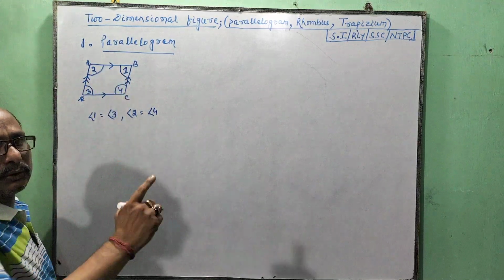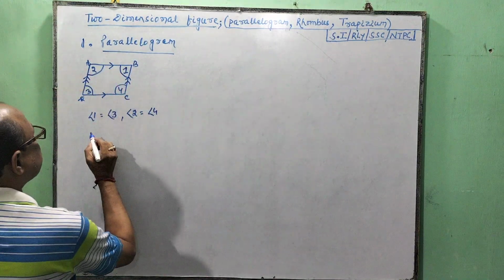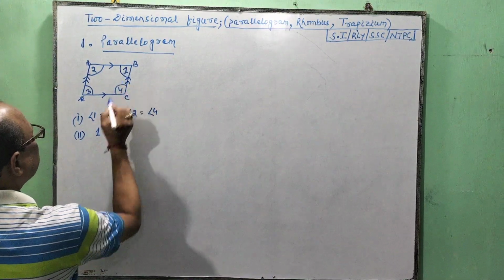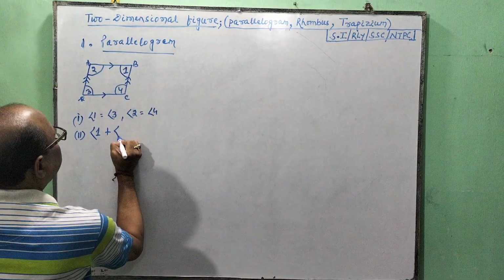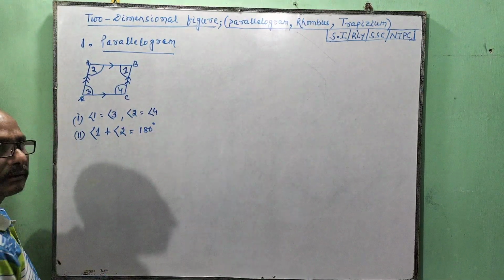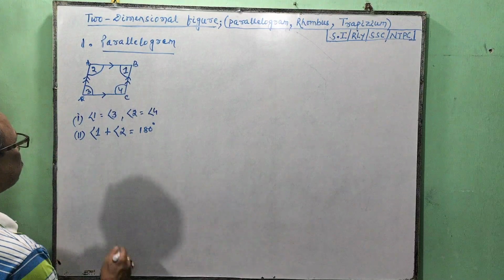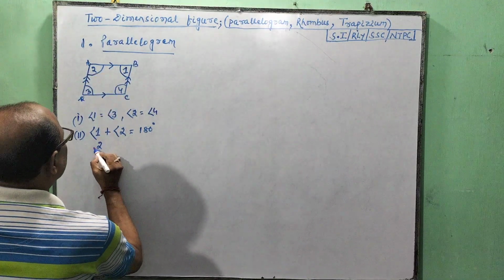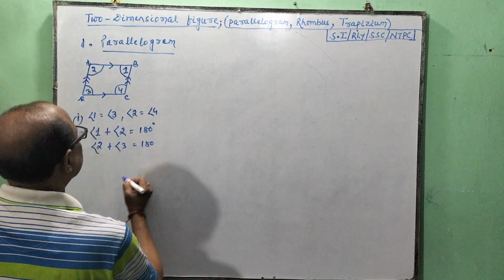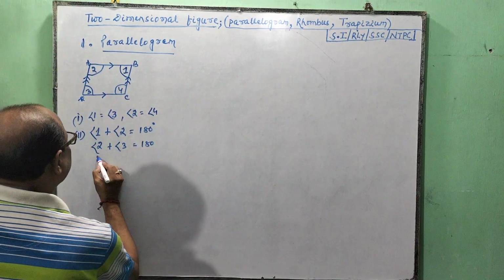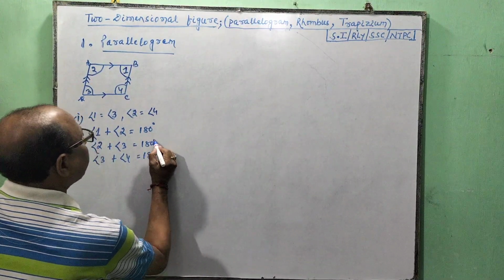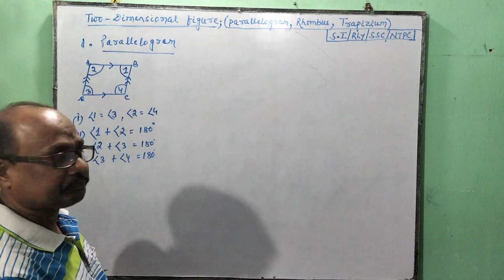But you remember, in this case, angle 1 plus angle 2 is equal to 180. Likewise, angle 2 plus angle 3 is also 180. Likewise, angle 3 plus angle 4 is equal to 180. Those things you have to remember.